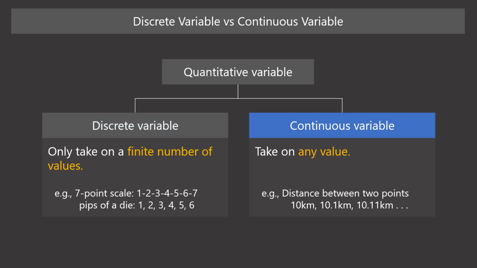A continuous variable can take on any value. Variables that can take on any value, but it falls in a specific range are also classified as a continuous variable. A typical example of a continuous variable is a distance between 2 points. It can be 10 kilometers, 10.1 kilometers, and 10.11 kilometers. That is, it can take on infinite values. Examples of continuous variable include time, temperature, height, and so on.